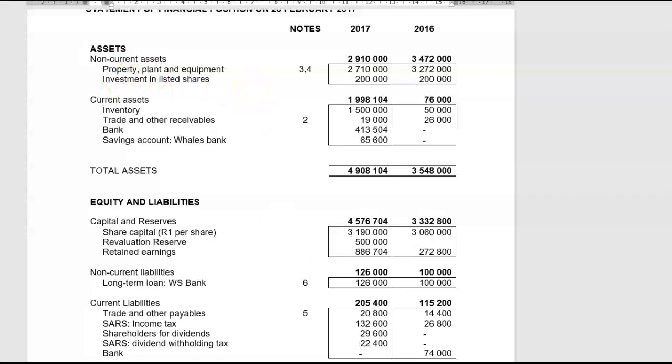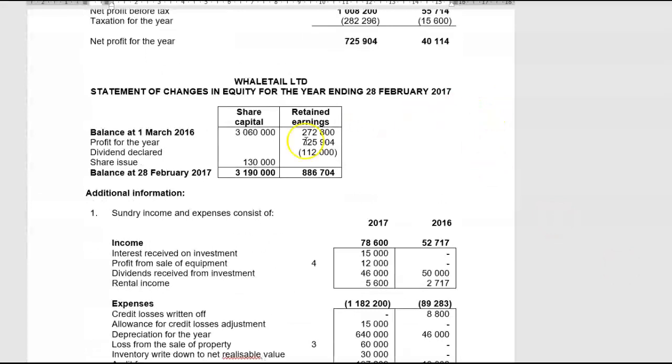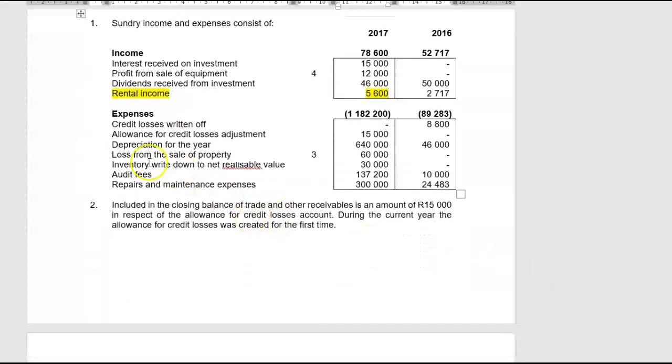The second thing in this question that you should notice is that we have rental income, being a separately disclosable item. So I'm going to show you how to disclose that item separately again. Then we have also an inventory write-down. You must make sure that you see that and know how to treat that in your statement of cash flow. And then we have credit losses written off as well as an allowance for credit losses adjustment. So make sure that you know exactly how to handle those items. And I think that is about that.